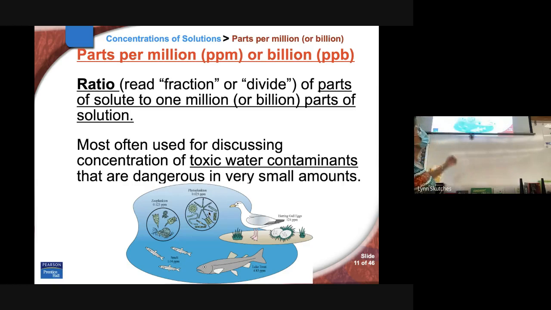Okay. So ppm, parts per million, right? Like dollars per gallon. That's a ratio. It's a fraction. And parts per billion, the really nasty stuff, the really bad stuff, they limit in parts per billion.